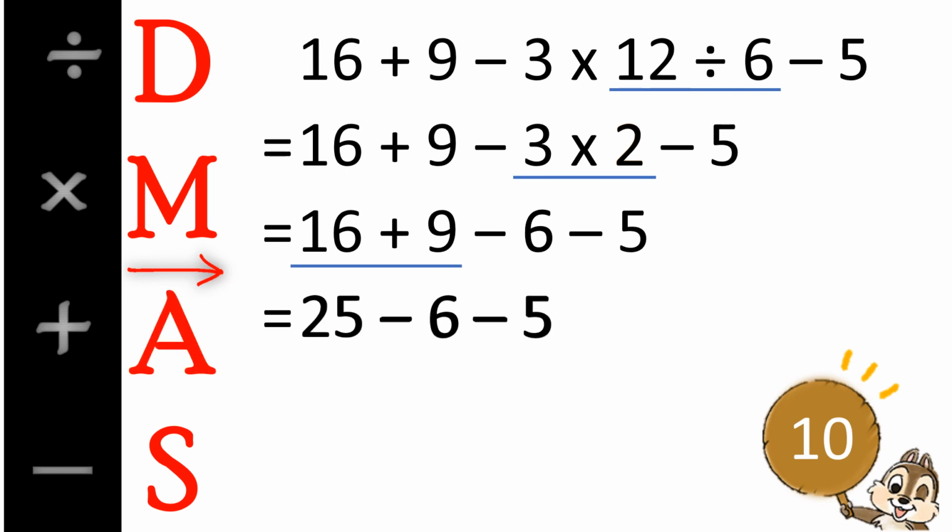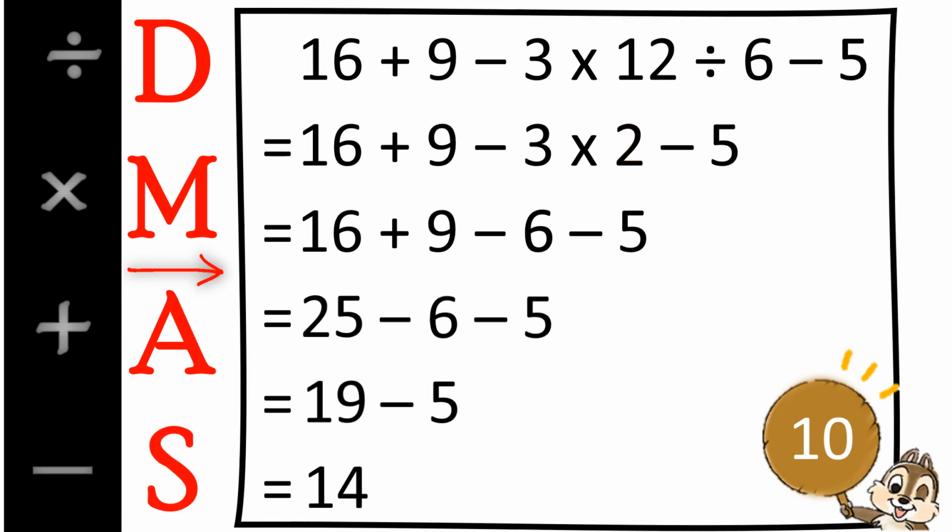So we have 25 minus 6 minus 5. Now what we have to do? Yes, subtraction. So do the subtraction. 25 minus 6 we get 19. Then write minus 5 as it is. Again do the subtraction. 19 minus 5 we get 14. So the answer is 14.